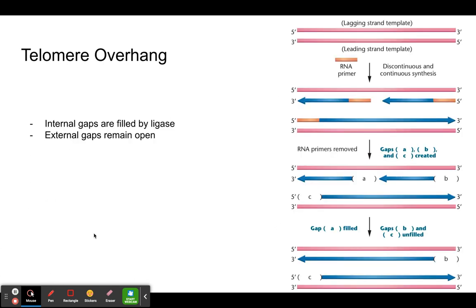In this picture, we can see how the 3' end hangs over the 5' end, and we can see how these internal gaps, like in A, can get filled, but B and C cannot, and that's where telomeres come into play. If you wish to view this image longer or any of the other images, feel free to pause the presentation.